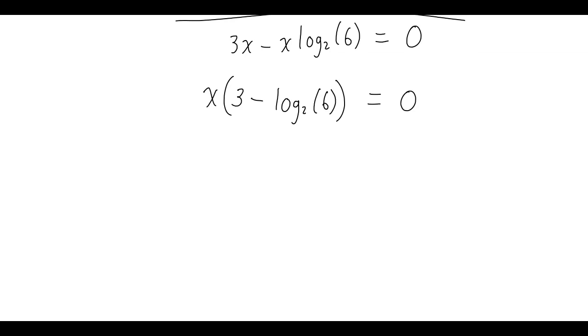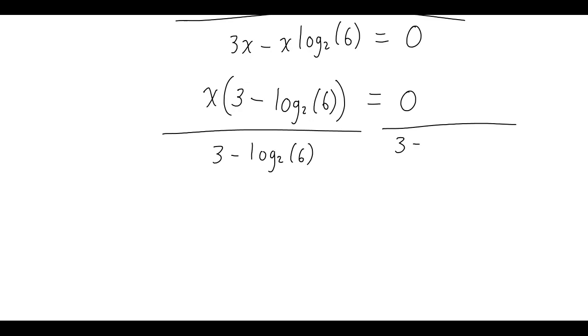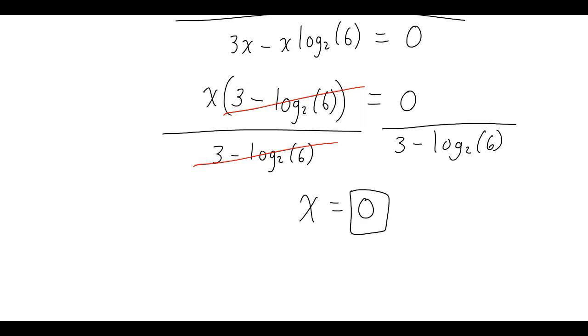And then finally, to get x by itself, I will divide both sides by 3 minus log base 2 of 6. Again, this comes out to be some number. I don't know exactly what it is until I type all that in. But doing this, of course, these two divide out, leaving me with 1, or 1x, equals 0 divided by anything is 0. So all of that to arrive at the conclusion that x equals 0.